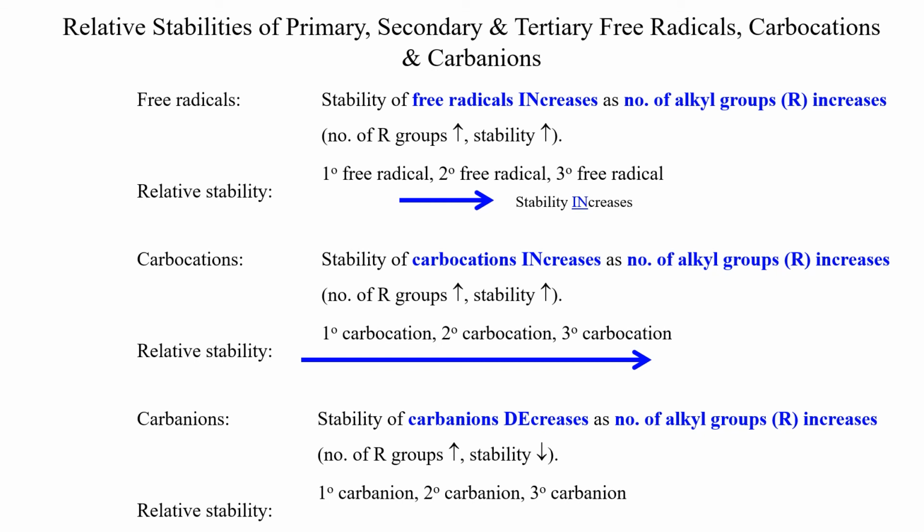Last but not least, we have carbanions. The stability of carbanions will be the opposite of the stability of the carbocations. For carbanions, as the number of alkyl groups increases, it will decrease the stability of the carbanions. The greater the number of alkyl groups, the lower the stability of the carbanions. For primary, secondary, and tertiary carbanion, the relative stability is in this direction.